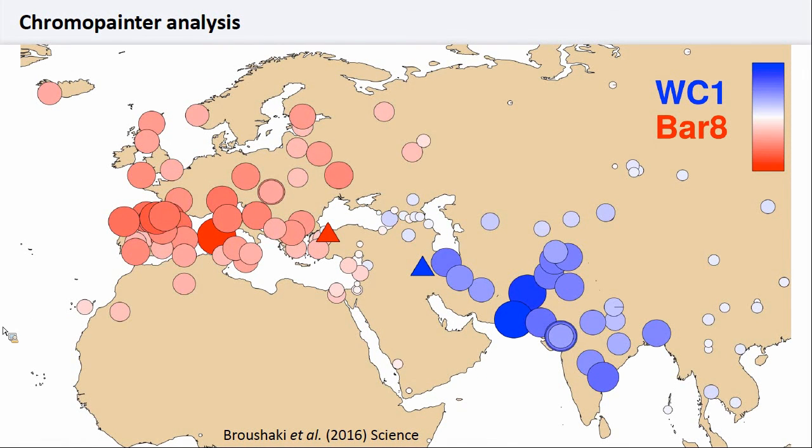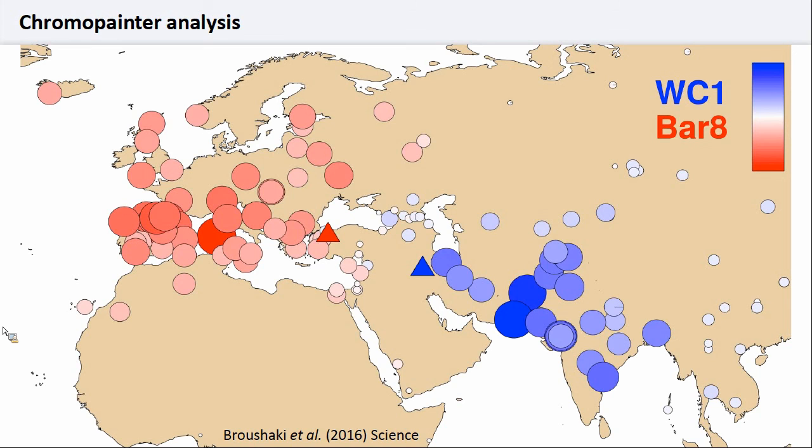This is analysis done by Garrett Hellenthal, a collaborator of ours. He's running a tool called ChromoPainter, in which these are our two ancient samples. This is Bar8, our highest quality sample from the Aegean, and WC1, our highest quality sample from Iran. For both of these samples, you try to explain the haplotype structure you see in that sample as a model in which you copy haplotypes from modern populations. So you say, along the genome, you copy together the best matching haplotypes in all locations from modern populations. It's kind of one of these admixture analyses.